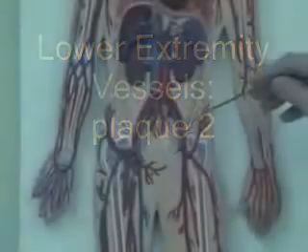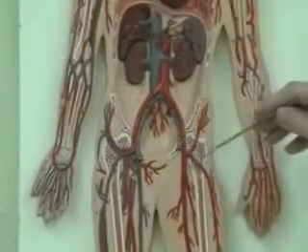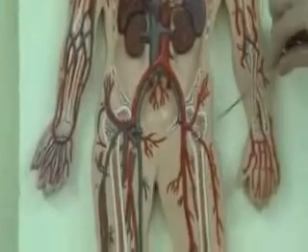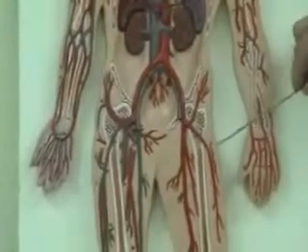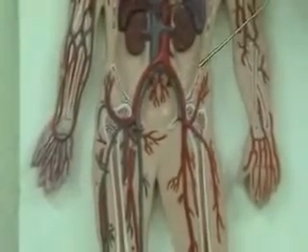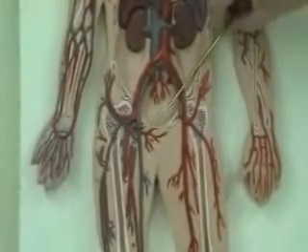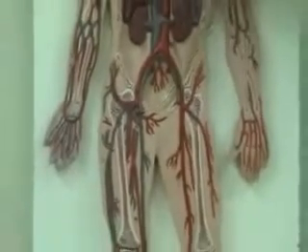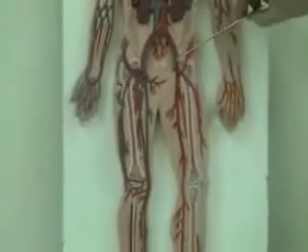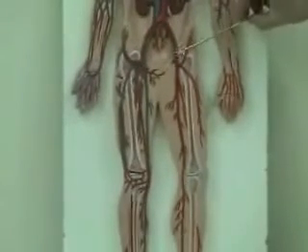The external iliac artery will become the femoral artery, and it does that when it passes underneath the inguinal ligament. The inguinal ligament connects our anterior superior iliac spine to our pubic tubercle. So the inguinal ligament would be roughly right about here. So here we would have external iliac, here we would have femoral artery.